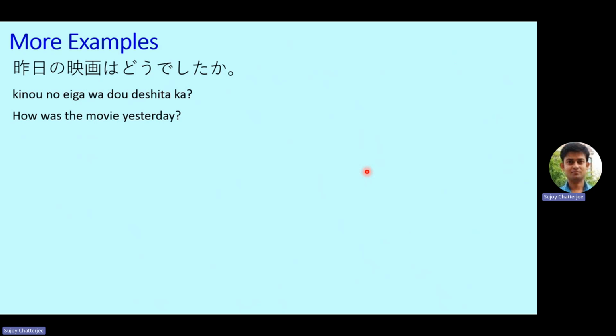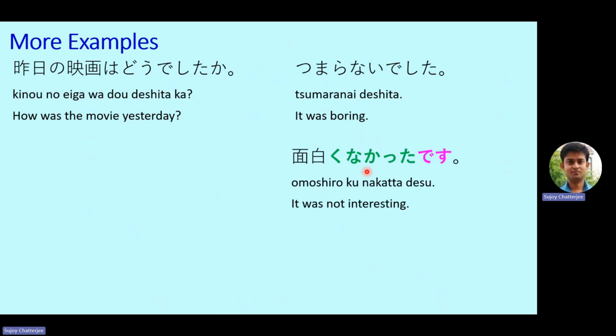Kino no eiga wa do deshita ka? How was the movie yesterday? Sumaranai deshita. It was boring. So sumaranai is the i-adjective that we have learned in lesson 94. So it's a direct answer that the movie was boring. But if we want to say it was not interesting, then how do we say? We will say omoshiroku nakatta desu.